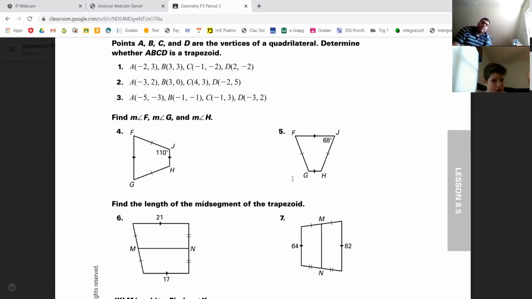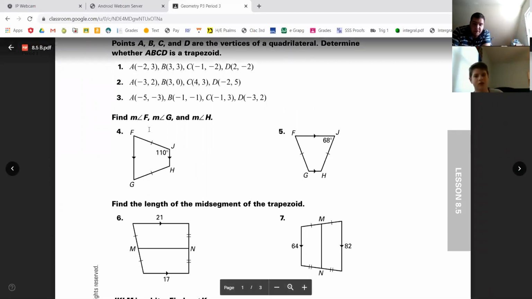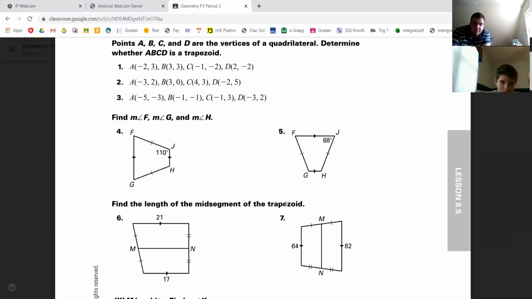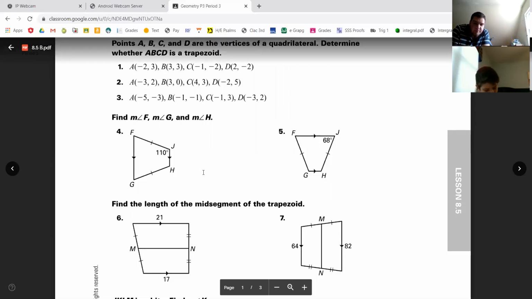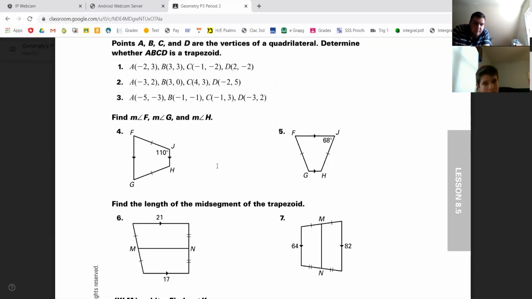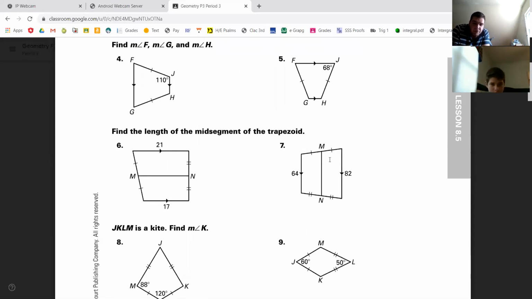Is there any really hard question I can try to see if I can do it early on? Try number 4 then, since we just talked about 5. Okay, I got it. What is H? 110. What is F? 70. What is G? 70. Okay. Next one. Trapezoids, the mid segment of the trapezoid, and you know this is a mid segment because.